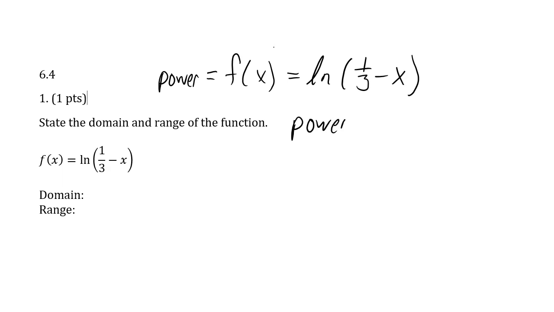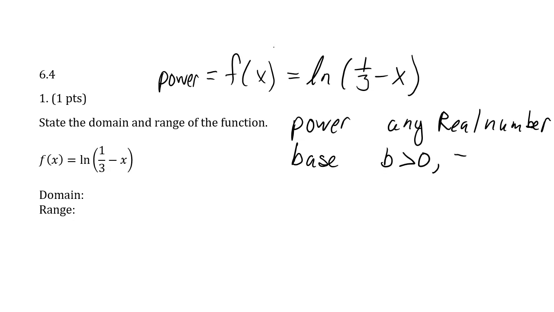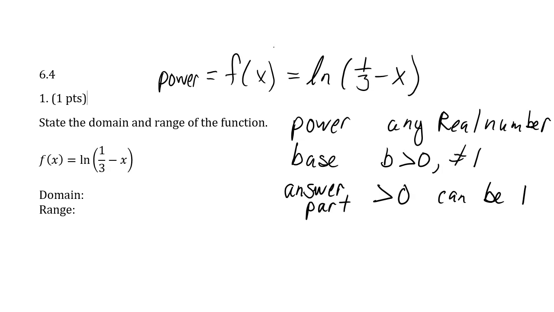The power can be any number at all, any real number. It can be positive, it can be negative, it can be a fraction, it can be anything, including 0. The base has to be a positive number greater than 0, and it cannot be equal to 1. The answer part, in contrast, because of the base being strictly positive, has to be strictly positive, but it can be 1. These are the restrictions that we have on the different pieces in a logarithmic equation.